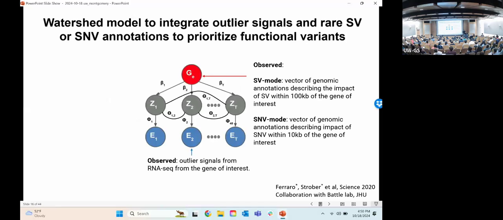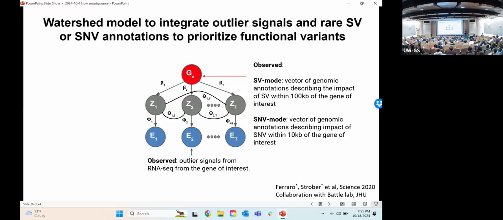So we worked with the Battle Lab at Johns Hopkins, Alexis Battle's group, over the last few years to actually develop and iterate on a model that we called Watershed that allows us to integrate outlier signals and rare SNPs, and now recently structural variants, to help prioritize interesting variants.